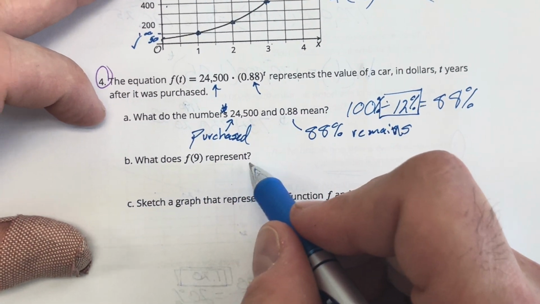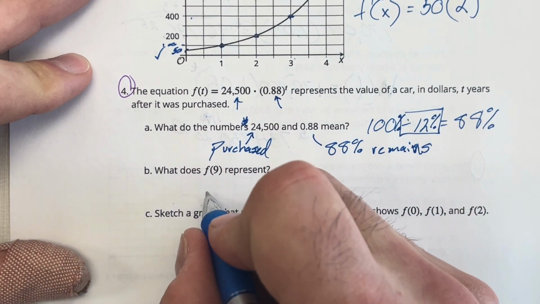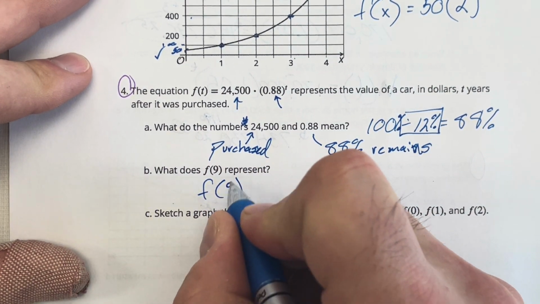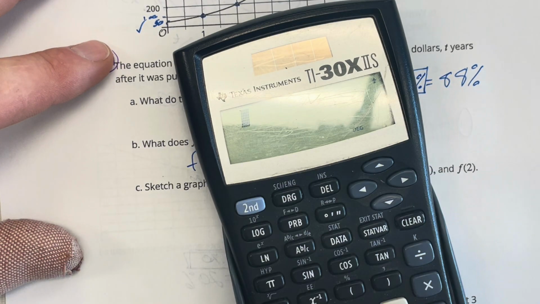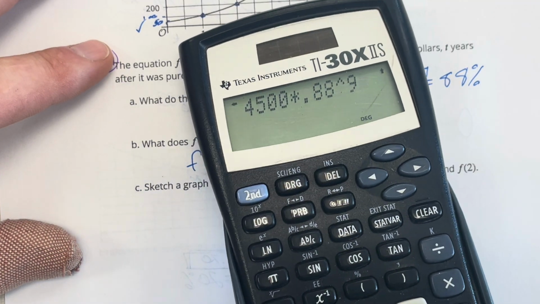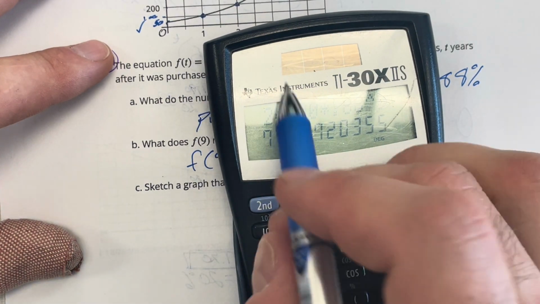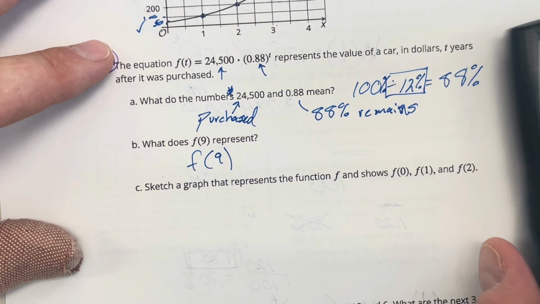And what does f of 9 represent? Well, it doesn't tell us to actually find the value, but we should. F of 9, plug it into this equation, and that means we're using t's. So 24,500 times 0.88 to the 9th. That means in 9 years after it's purchased, that $24,500 car is now worth $7,700.